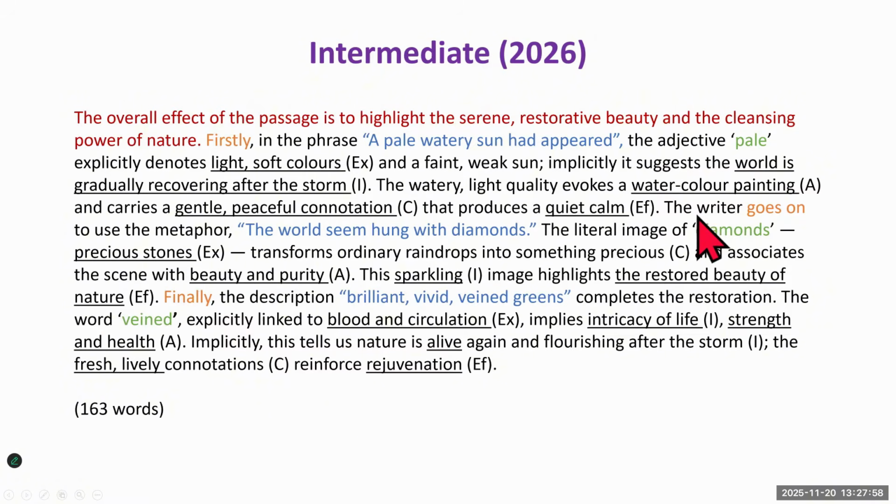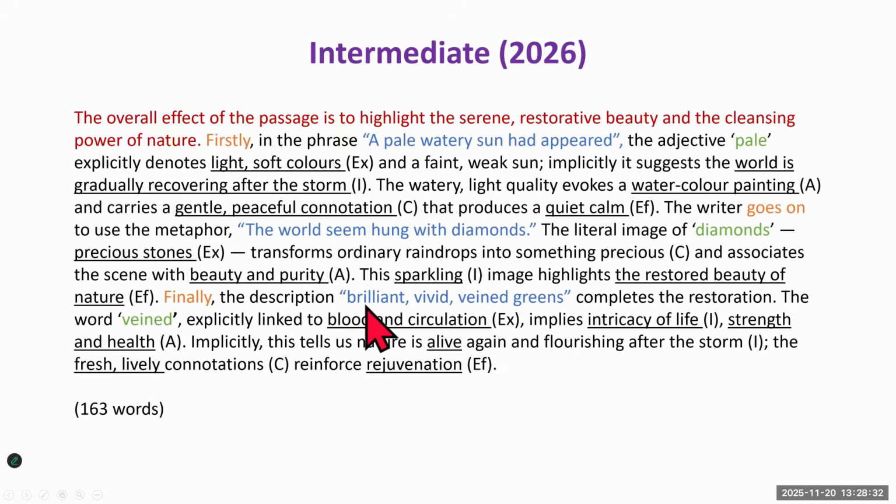The next phrase, the writer goes on to use the metaphor, the world seemed hung with diamonds. The literal image of diamonds, precious stones, that's explicit, transforms ordinary raindrops into something precious, that's a connotation, and associates the scene with beauty and purity, association. This sparkling image, implicit, highlights the restored beauty of nature, effect.